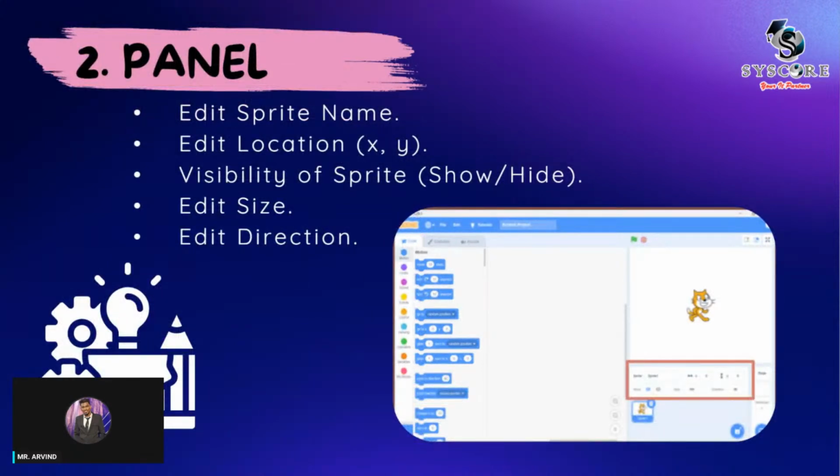Next is the panel. Panel is a place to edit our sprite name, edit the location on the XY axis, set the visibility of the sprite to show or hide, edit the size of the sprite, and edit the direction of the sprite. That means here is the platform where we can control the sprite's details such as name, size, and direction.